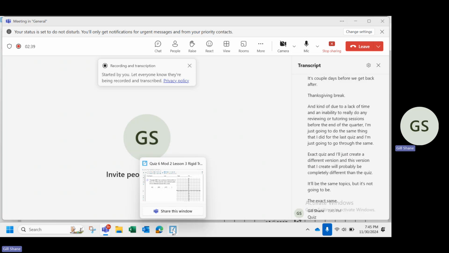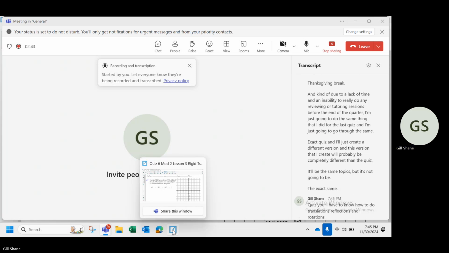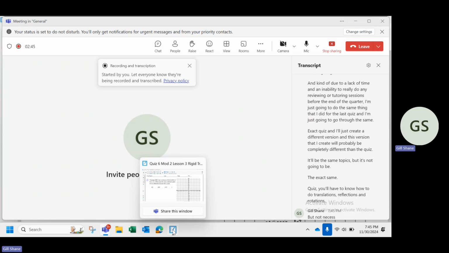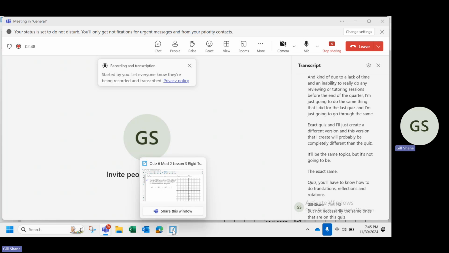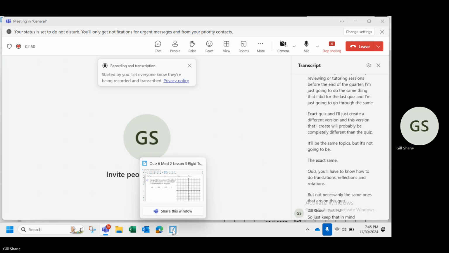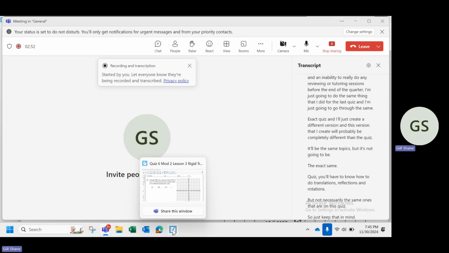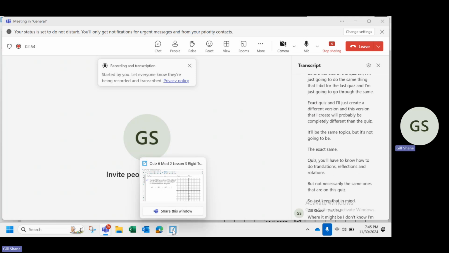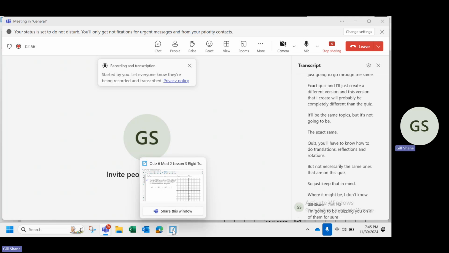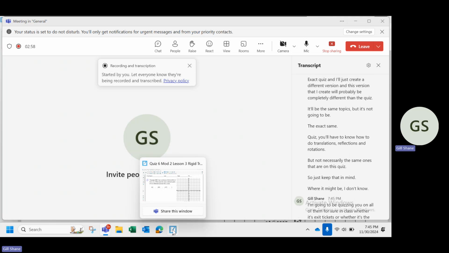You'll have to know how to do translations, reflections, and rotations, but not necessarily the same ones that are on this quiz. So just keep that in mind. Or it might be. I don't know. I'm going to be quizzing you on all of them for sure in class, whether it's exit tickets or whether it's the retake.